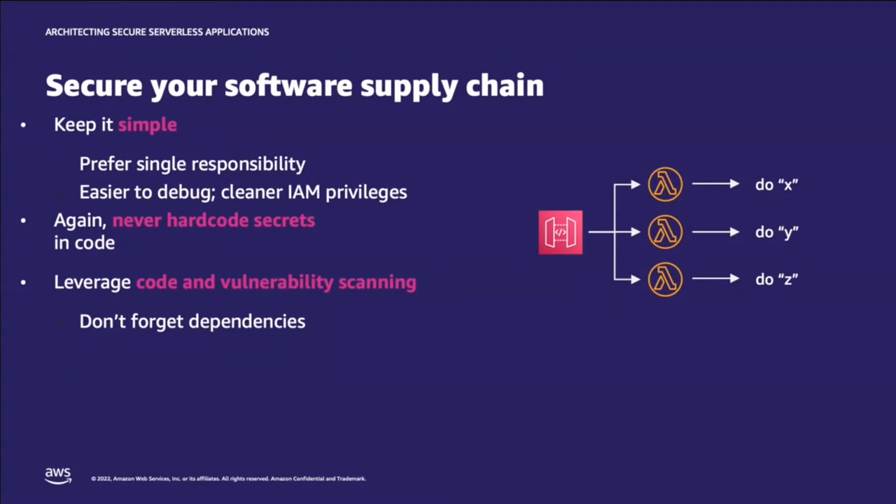Things we gotta remind here: keep it simple, right? Security is everyone's responsibility. It's not just magic dust sprinkled on at the end. So developers need to think about writing secure and clean code. As I mentioned, never hard code secrets in code, and leverage code and vulnerability scanning. There are some out of the box options, and even services available at the AWS Marketplace, that can be combined within your code pipeline, for example, to scan your source code, right?